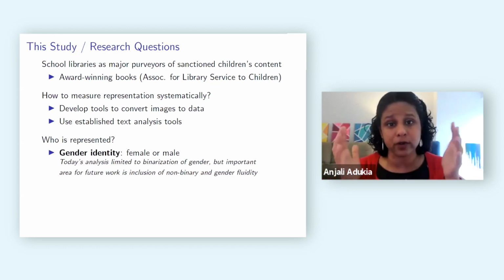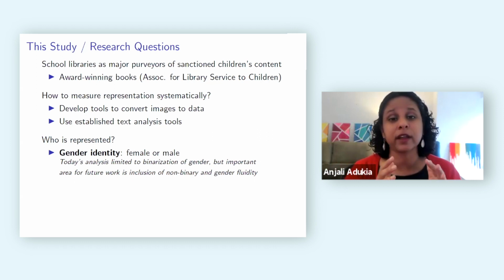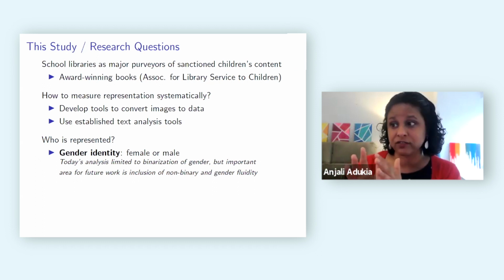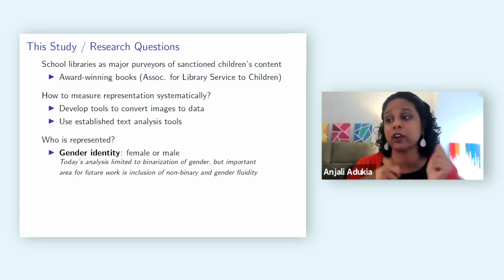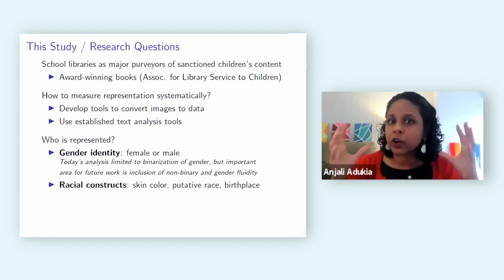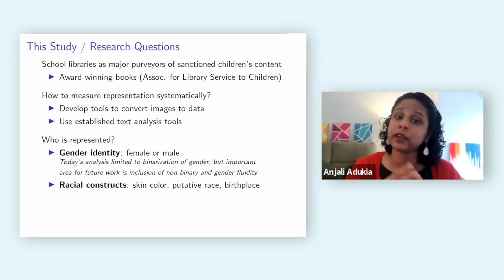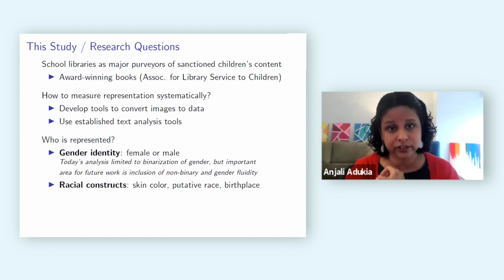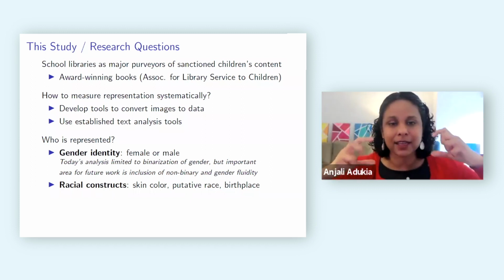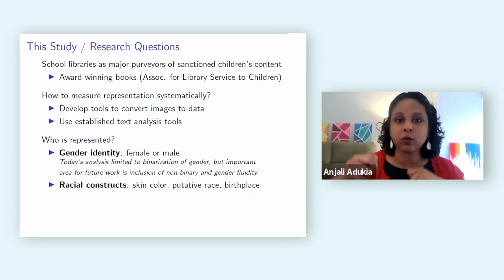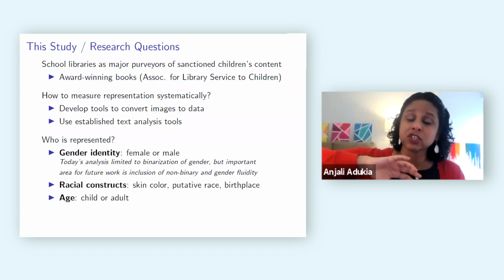We'll be asking who is represented. And there's three main identities we're going to be looking at. One is gender identity. And it's very important to recognize that we are going to be focusing on the binarization of gender. And future work really should be accounting for the inclusion of non-binary or genderqueer or gender fluid identities. We'll look at race, and race itself is an amorphous, ill-defined construct. And so we're going to look at it in terms of three measures. One, the skin color of characters who are pictured in images. We'll also be looking at putative race. So, as society might name race, so whether someone's Black or white or Asian, and people's place of origin. And then we'll also be looking at whether someone is a child or an adult.